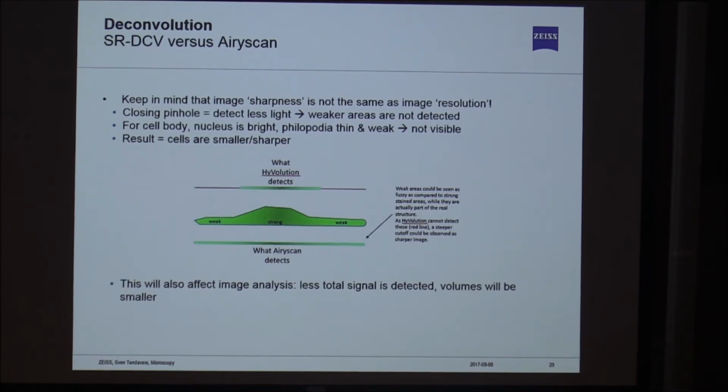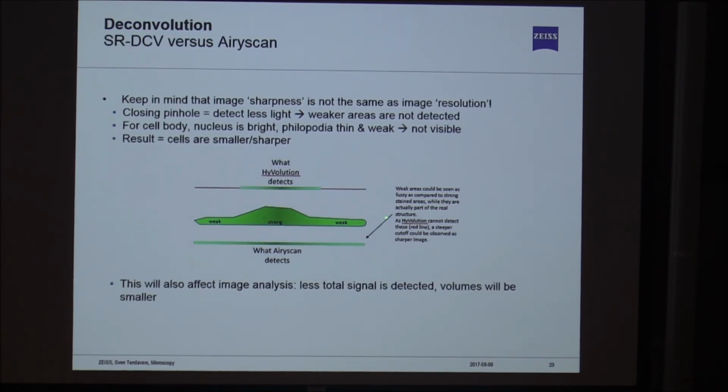Now there's also something called super resolution deconvolution. With super resolution deconvolution, people tend to close down the pinhole beyond the 1 Airy unit value, and then they deconvolve to get super resolution images. You can get a similar resolution as you can get with Airyscan, but Airyscan will be much, much more sensitive than deconvolution by closing down the pinhole. If you close down the pinhole, you will have much less light passing through to the detectors. You will have to increase the laser power, so you have more bleaching, more phototoxicity ongoing.